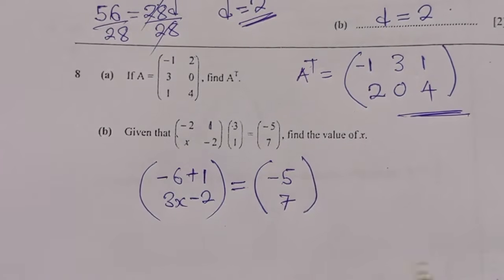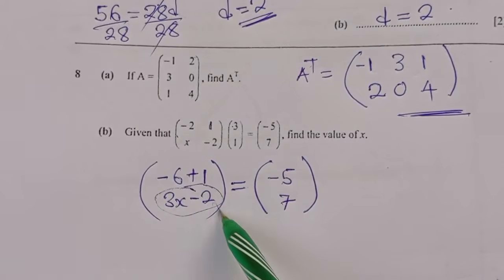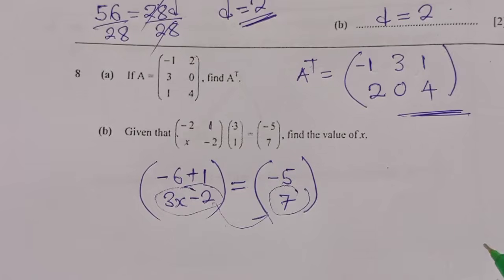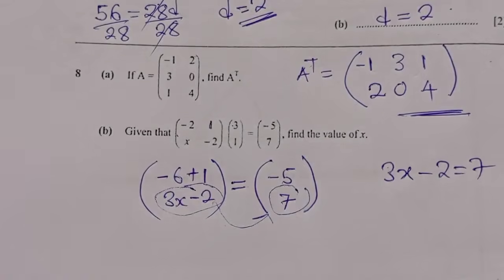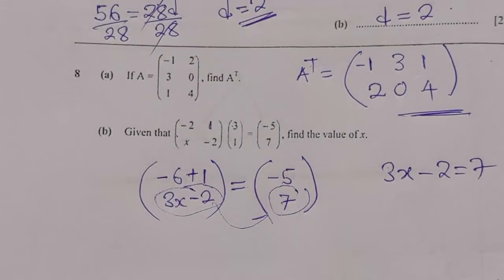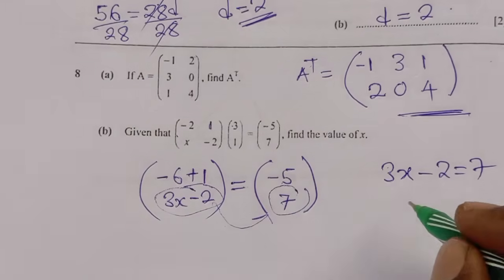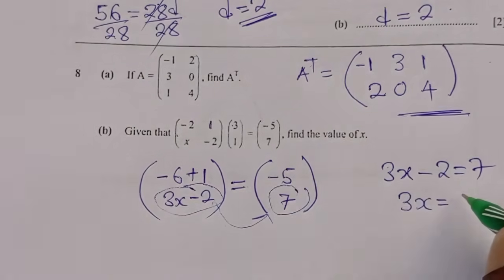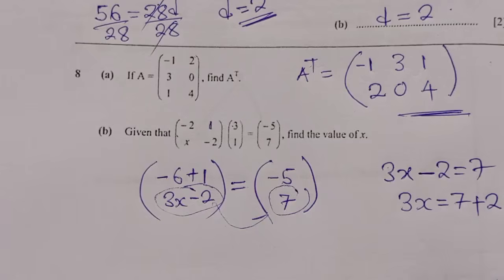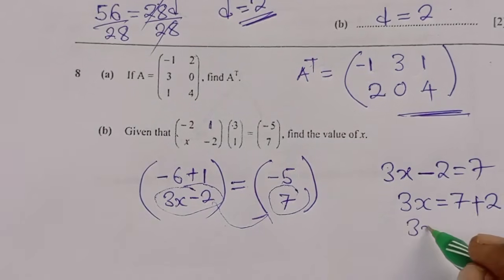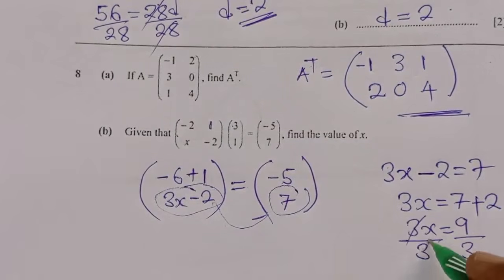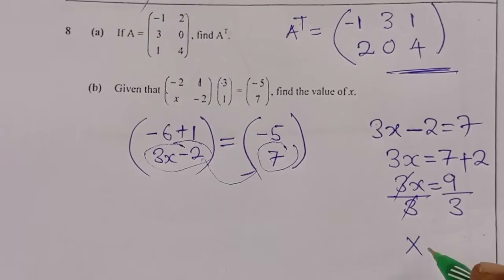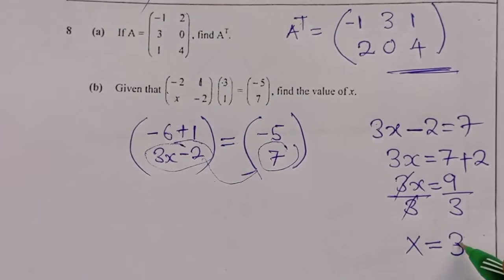So to find the value of x, this one that is down will be equated to this one that is there. So what am I going to have? 3x minus 2 is equal to 7. From here, what am I supposed to do? I group the like terms together. So 3x is equal to 7 plus 2. This is negative; once it goes to the other side, it becomes positive. So 3x is equal to 9, over 3 over 3. So x is equal to 3. This is the answer.